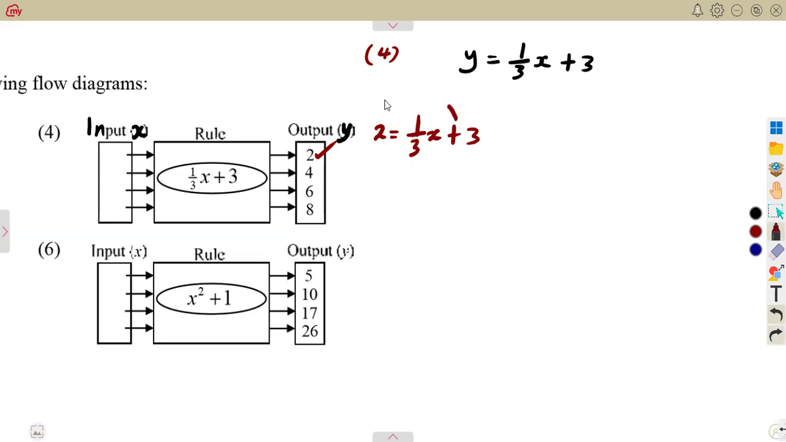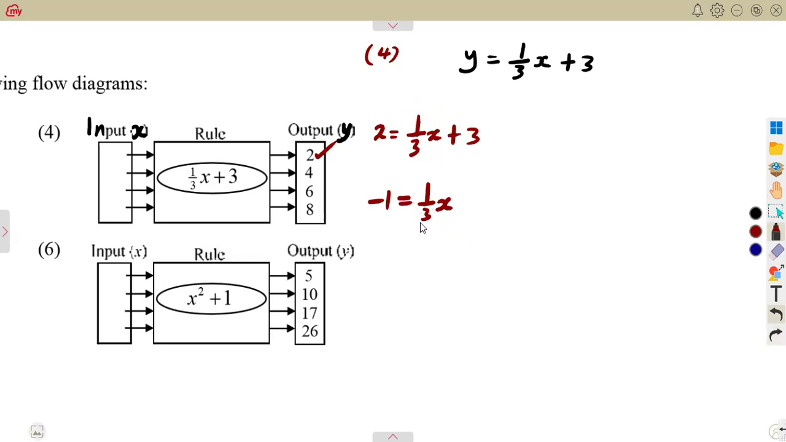So we can take this 3 to the other side. That is going to be a minus. So 2 minus 3 is going to give us minus 1. So minus 1 in place of the 2 minus 3 that we got. So minus 1 is equal to, remember we took this to the other side, so we are remaining with 1 over 3x.